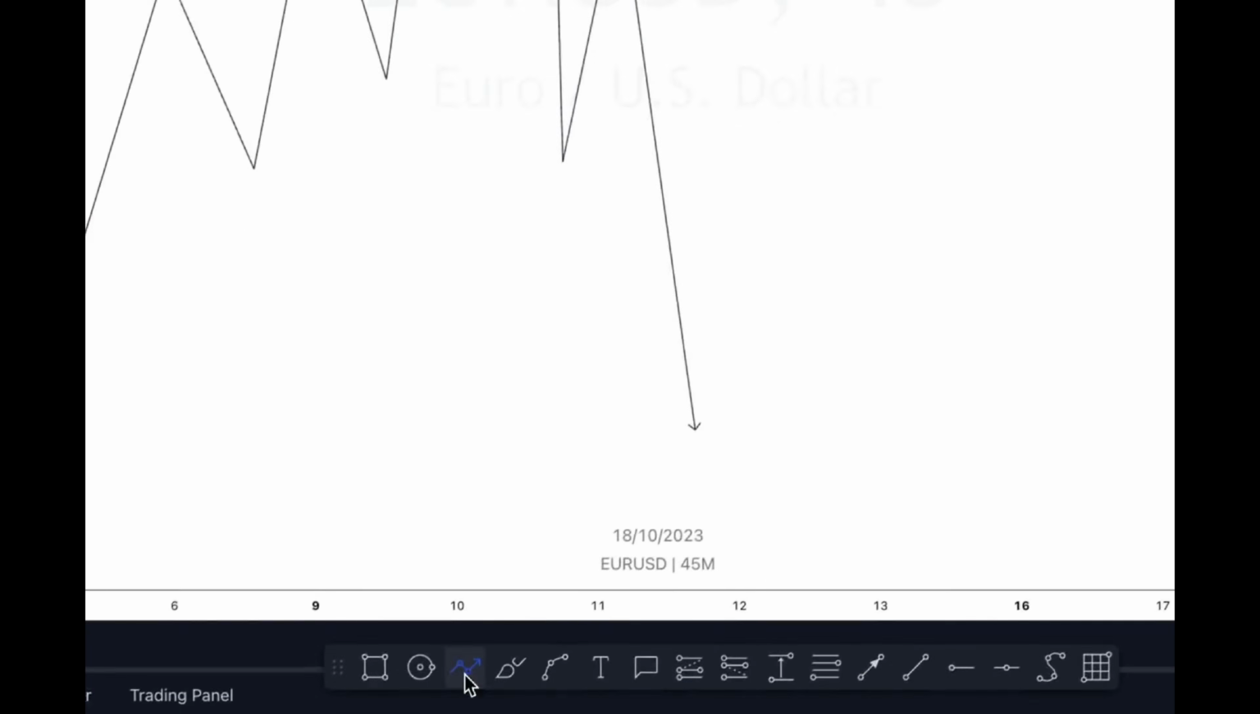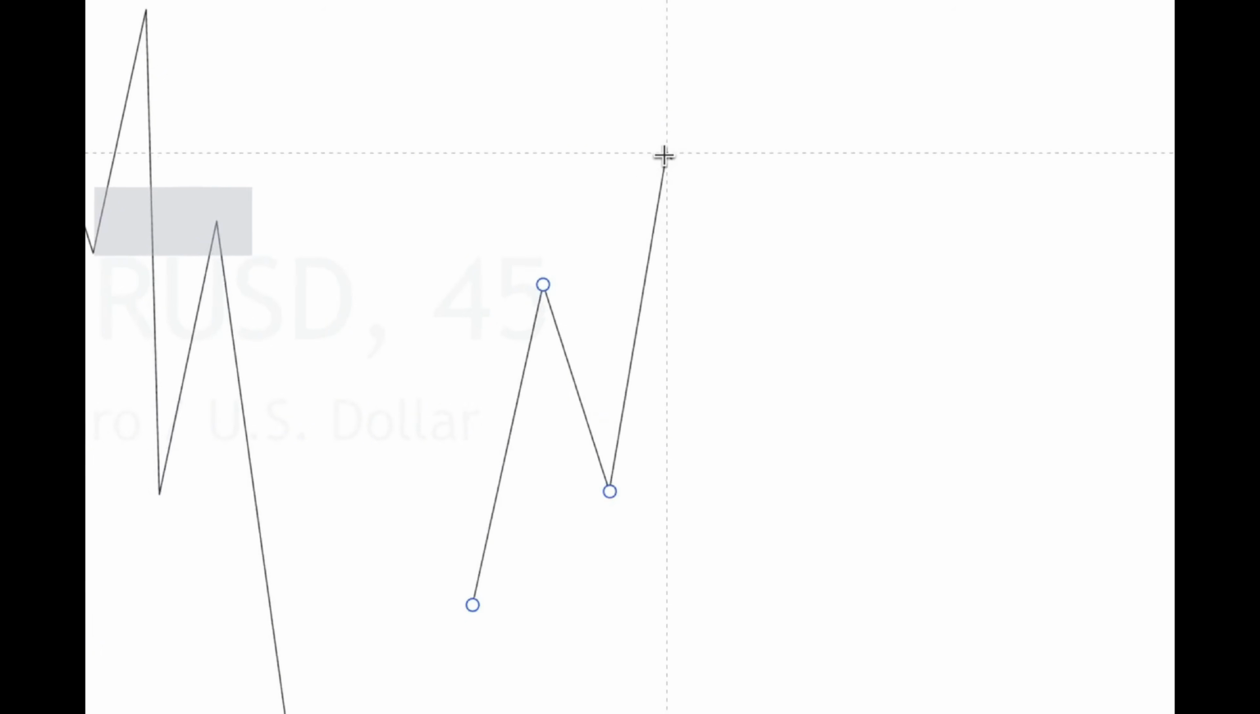And then the third one is when there is a failed swing, when there is a failure, because some people call it shift of market structure, when there is a failure to actually make the next swing.